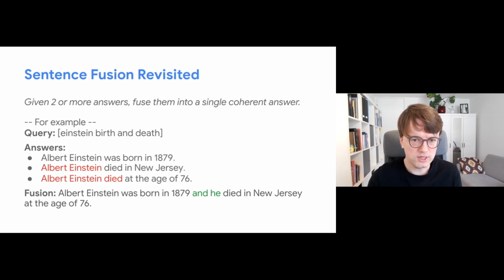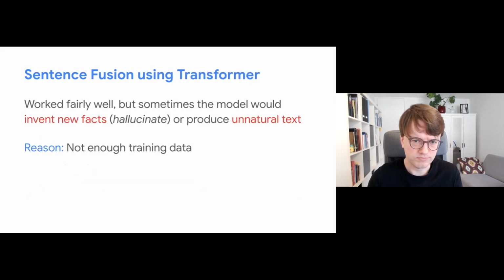And when we first tackled this problem, our natural first approach was to just take a transformer and train it. Back then, this was maybe 2018, there weren't so many good pre-trained checkpoints yet available, so we had to train it from scratch. And this transformer model worked fairly well, but then sometimes it would just produce some new facts, or it would hallucinate, or just produce very unnatural text. And the reason we concluded was that we simply didn't have enough training data, because we didn't at that point have a good way of automatically generating large-scale training data.